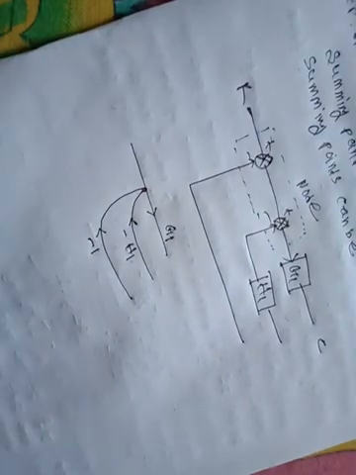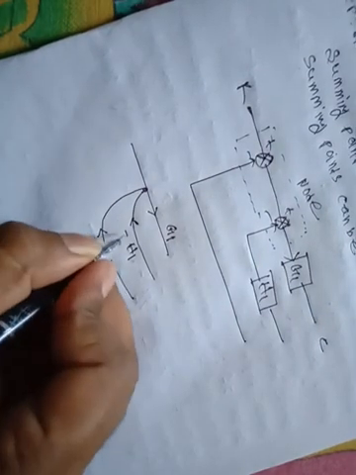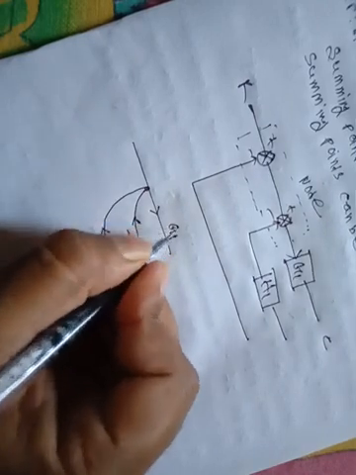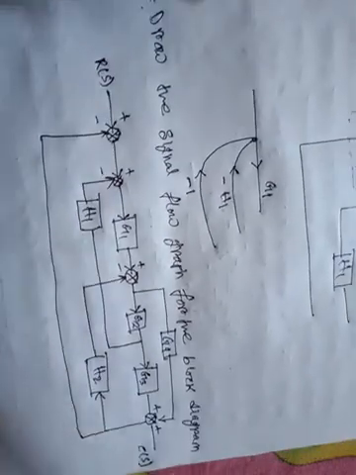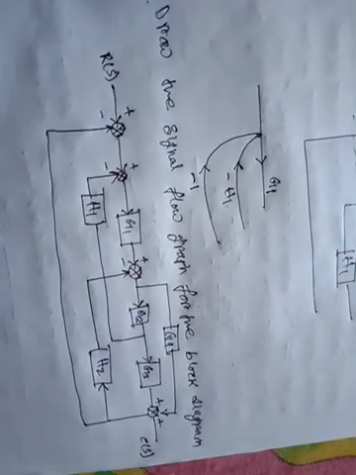This is the procedure to draw a signal flow graph from the block diagram. We can take an example to clear any confusion.